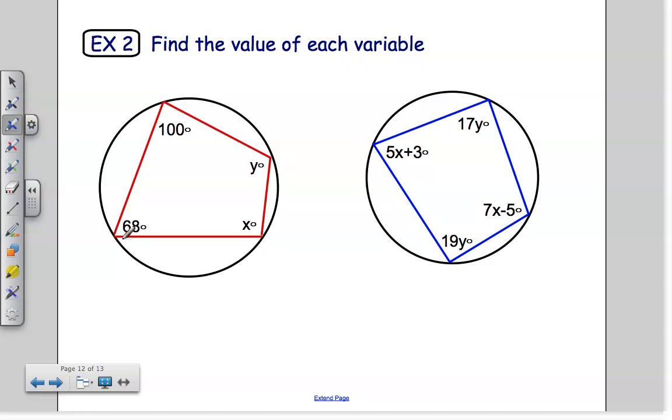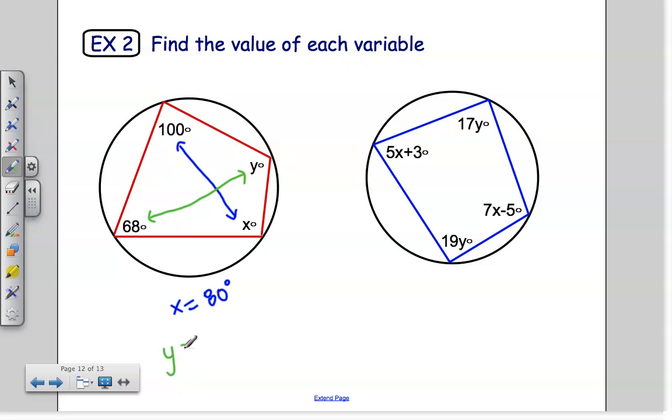So let's find the value of each variable here. What do we know? Opposite angles should be supplementary. So 100 and x should add to 180. Therefore, I know that x has to be 80 degrees. I know that these opposite angles have to add to 180 because, again, their intercepted arcs would be the full circle, which is 360. They need to be half of that.